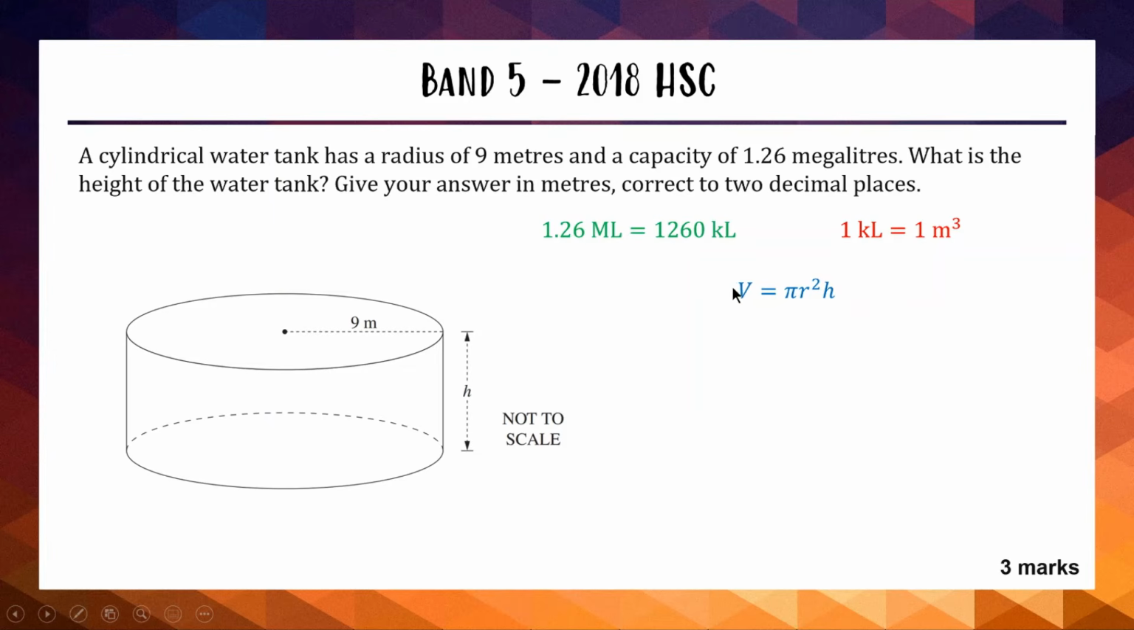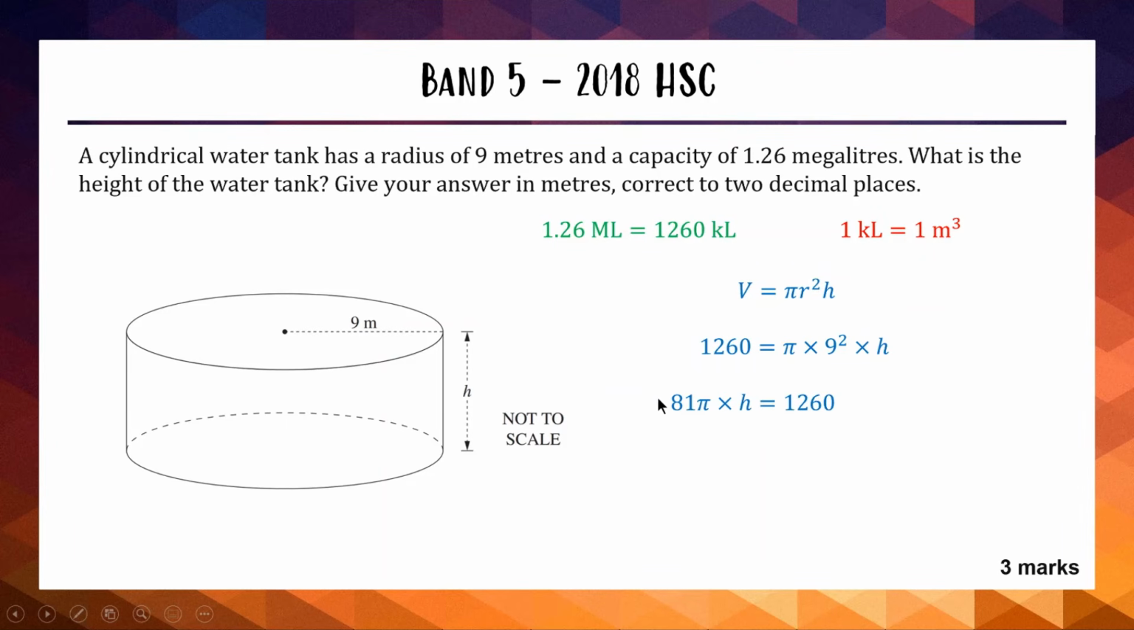Okay, now we can use this formula. We know the volume in cubic meters is 1,260 because cubic meters and kiloliters are the same thing in terms of space. We know the radius is 9 from the picture and from the question. We obviously have pi as pi, and we're trying to solve for h. So we have 1,260 equals pi times 9 squared times h. Swapping sides over, we can write pi times 9 squared as 81 pi for now. So we have 81 pi times h is equal to 1,260.